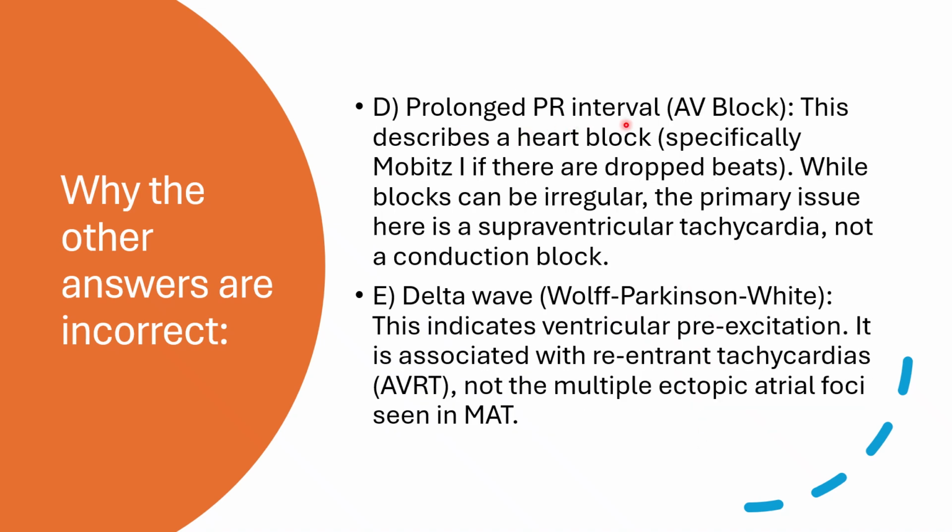Alright, D, a prolonged PR interval. This would indicate AV block, likely Mobitz type 1. While blocks could be irregular, the primary issue here is a supraventricular tachycardia, not a conduction block. And E, a delta wave, is associated with Wolff-Parkinson-White syndrome. We did not see a delta wave in our EKG, so it is unlikely to be a reentrant tachycardia.